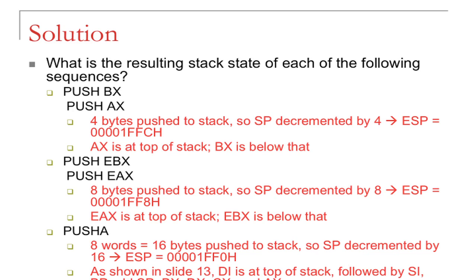Similarly, push EBX, push EAX: we'll first put EBX onto the top of stack and do SP minus 4, and then EAX, then SP minus 8. So overall, the original value of SP is decremented by 8, because overall we're pushing 8 bytes.